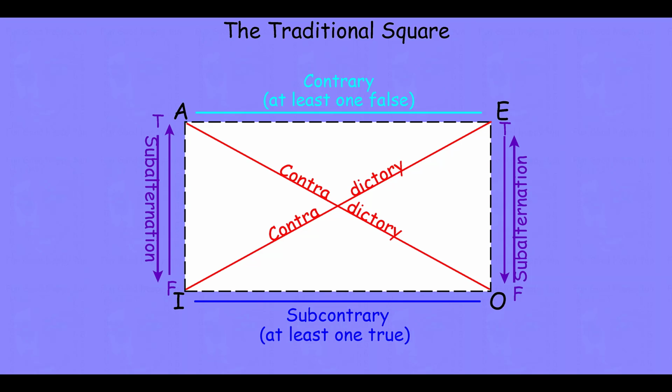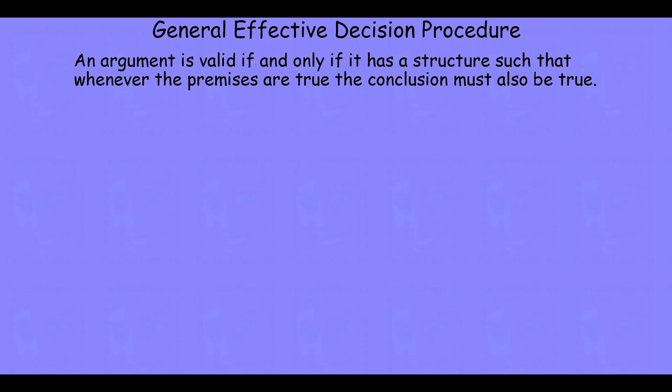So in order to leverage all of these additional necessary relationships between the individual standard form categorical statements of our logic, we'll need to modify our effective decision procedure in order to capture that Aristotelian assumption. Recall that our effective decision procedure began with that definition of validity. An argument is valid if and only if it has a structure such that whenever the premises are true, the conclusion must also be true.